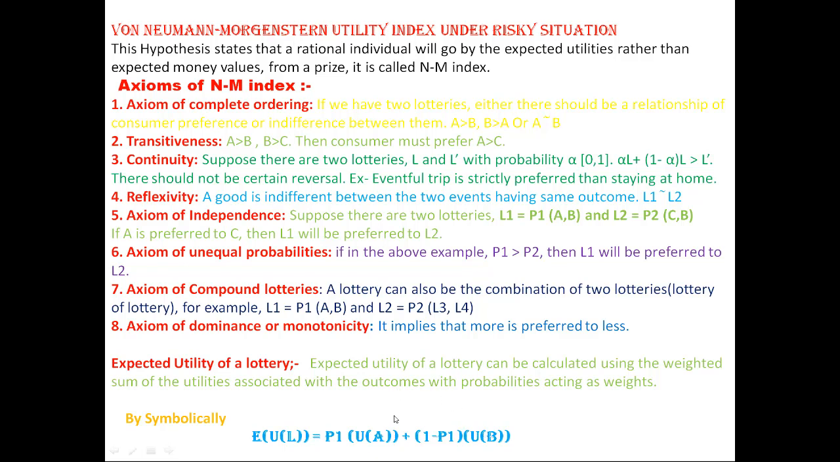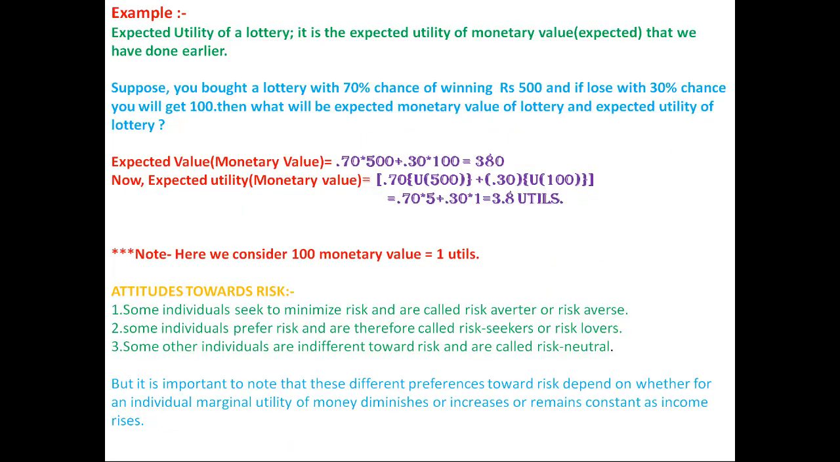So the difference between expected value and expected utility here is that expected value is the average payoff. But expected utility asks: what is the utility of this 5000? What is the utility of 100? This is the difference between expected value and expected utility: first, what is the utility of this 5000, and what is the expected utility of this 100?